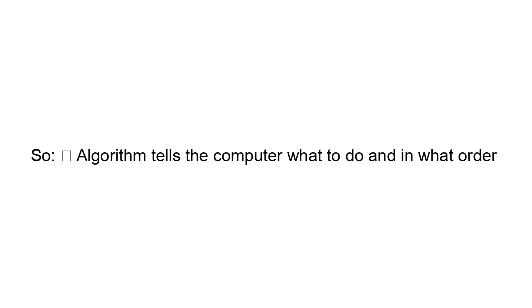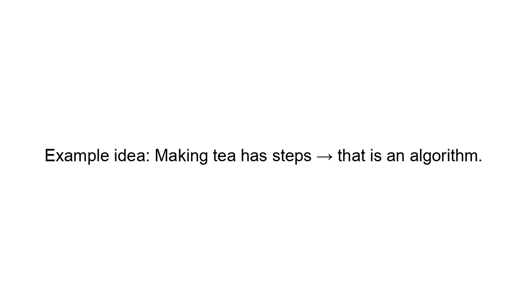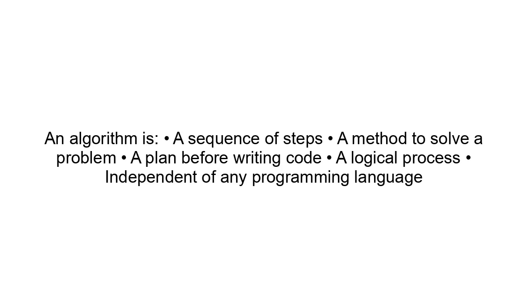Example idea. Making tea has steps, which means that is an algorithm. It means an algorithm is a sequence of steps, a method to solve a problem, a plan before writing code, a logical process, independent of any programming language. So, algorithm equals problem, means steps, means solution.